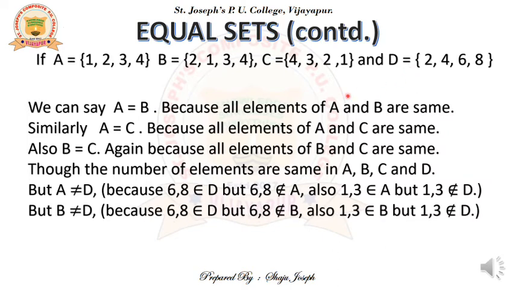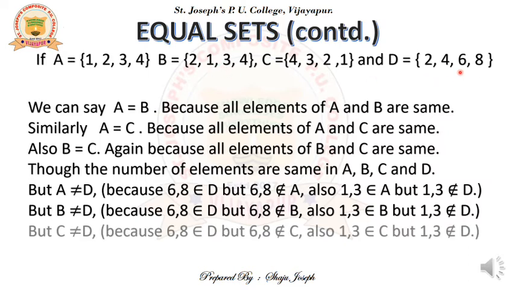Let's go to check B and D. Look at B and D. Same case. 6 and 8 are found in D but not found in B. Reverse, 1 and 3 are present in B but 1 and 3 are not in D. That's why they both are not equal.